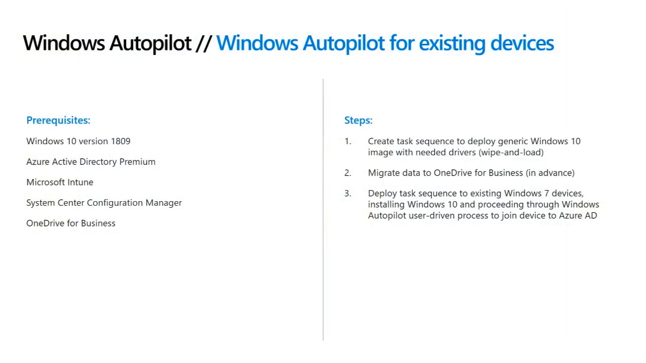So with this, you need Windows 10 1809. You need SCCM, or some tooling to be able to put that JSON file in the operating system as it's booting into Windows 10 for the first time. You need OneDrive for Business if you would like to leverage the known folder migration.